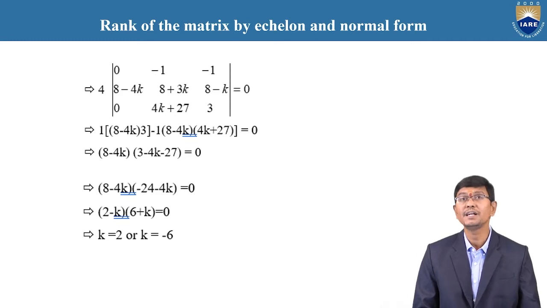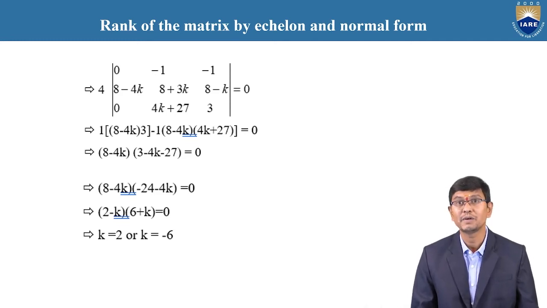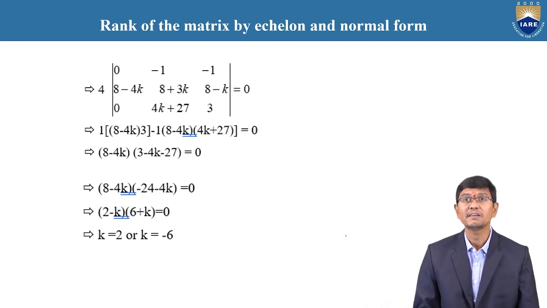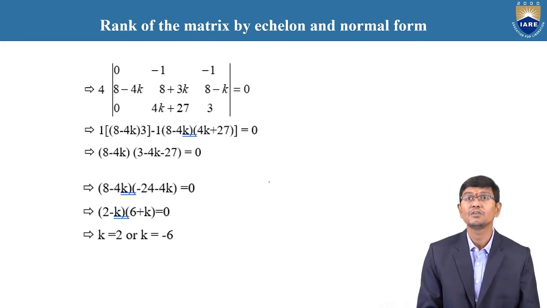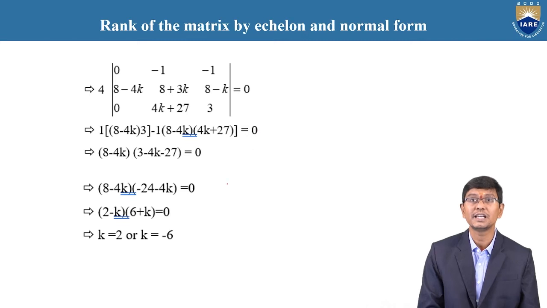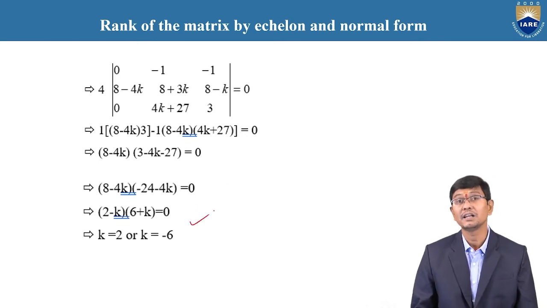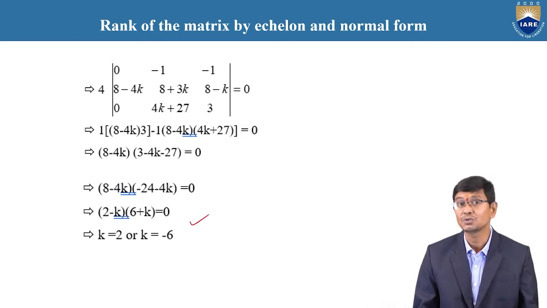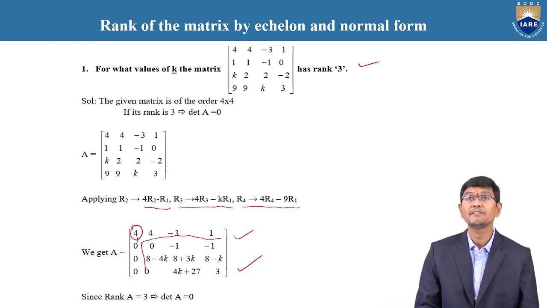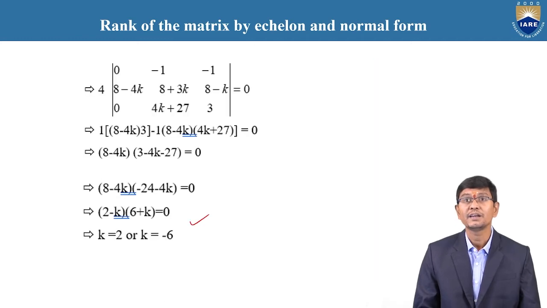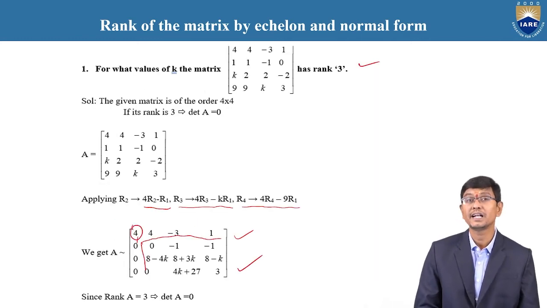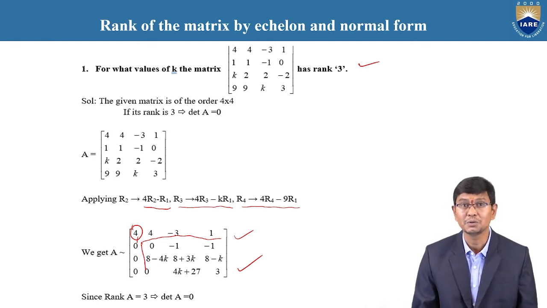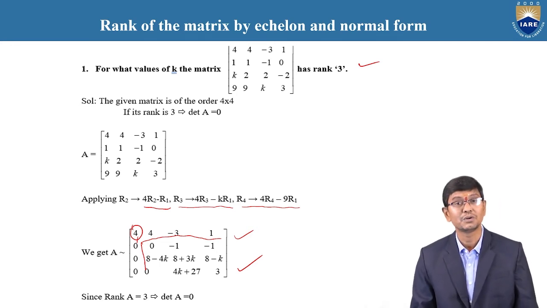Once again we need to find the determinant of this matrix. Using the procedure for a 3 by 3 determinant, after the calculation we obtain k equal to 2 and k equal to -6 only. This means that whenever k is 2 or k is -6, the determinant of the 4 by 4 matrix is 0, and then the rank of the given matrix is 3.